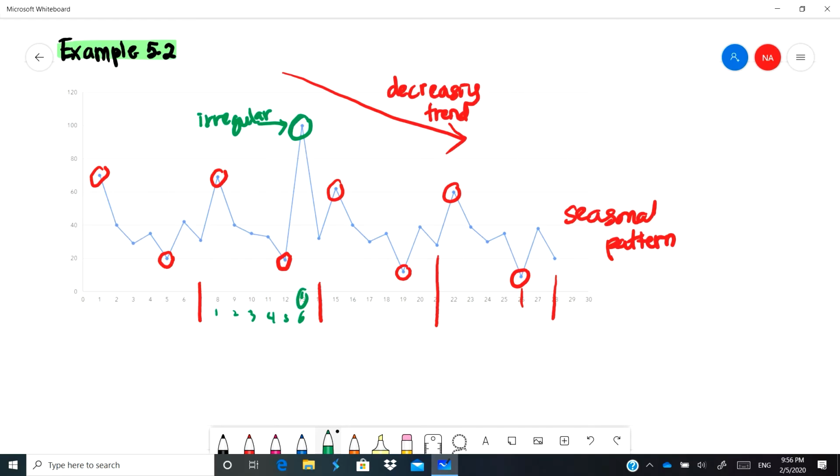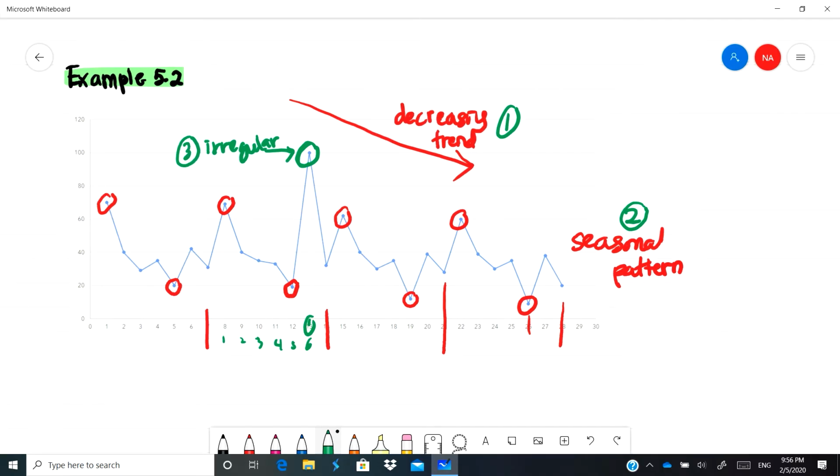It is not for a long period of time, so that's why it's not cyclical. So we can say that the components involved are, first, the decreasing trend, second, the seasonal pattern, and also the irregular component. So that's how you analyze the plot.